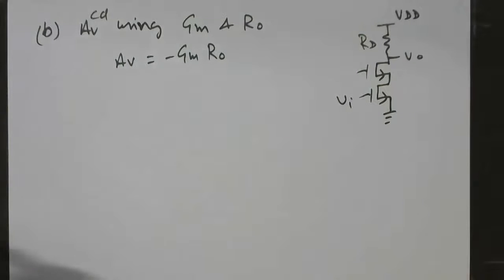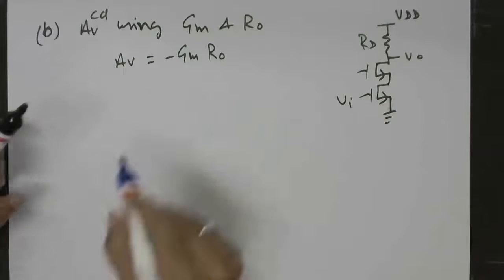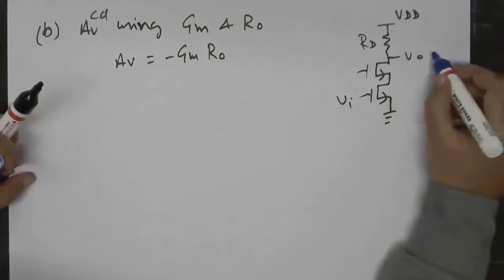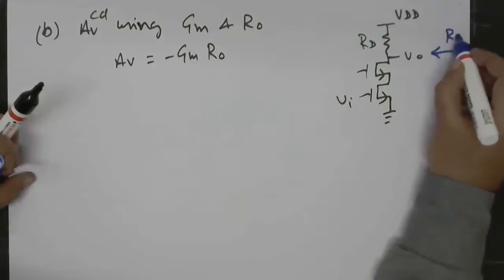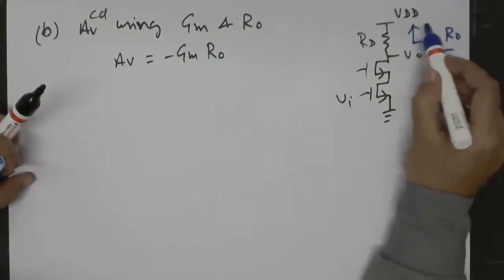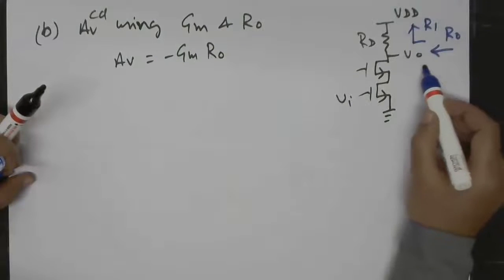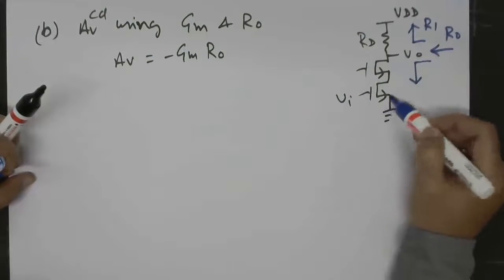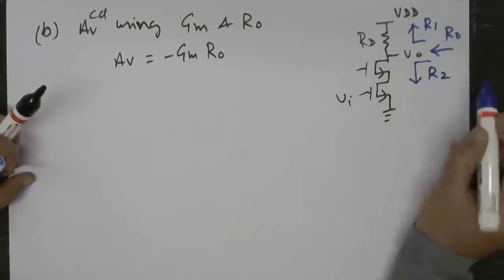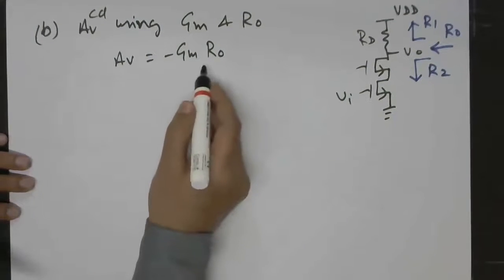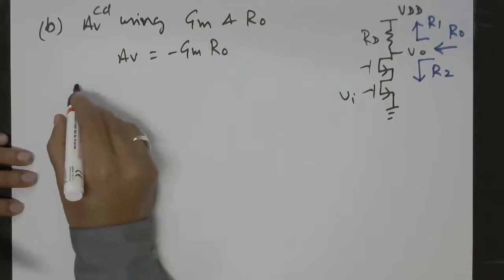So to find out the voltage gain of this cascode, we have to find out the short circuit transconductance and RO. RO is going to be the output resistance, which you can see is the parallel of the upper resistance, which we will call R1, and the resistance offered by this pair of transistors, which we will call R2. So here finding RO is going to be easy.